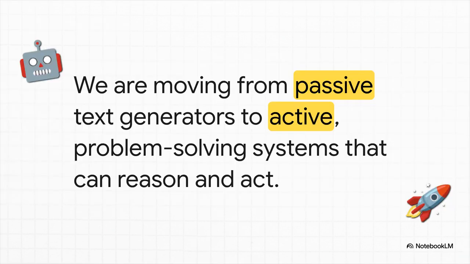So what's the big takeaway here? It's that this isn't just some small, incremental upgrade. This represents a fundamental shift. We're moving from AI that are just passive text generators to AI that are active, problem-solving systems that can reason, plan, and actually act in the world.